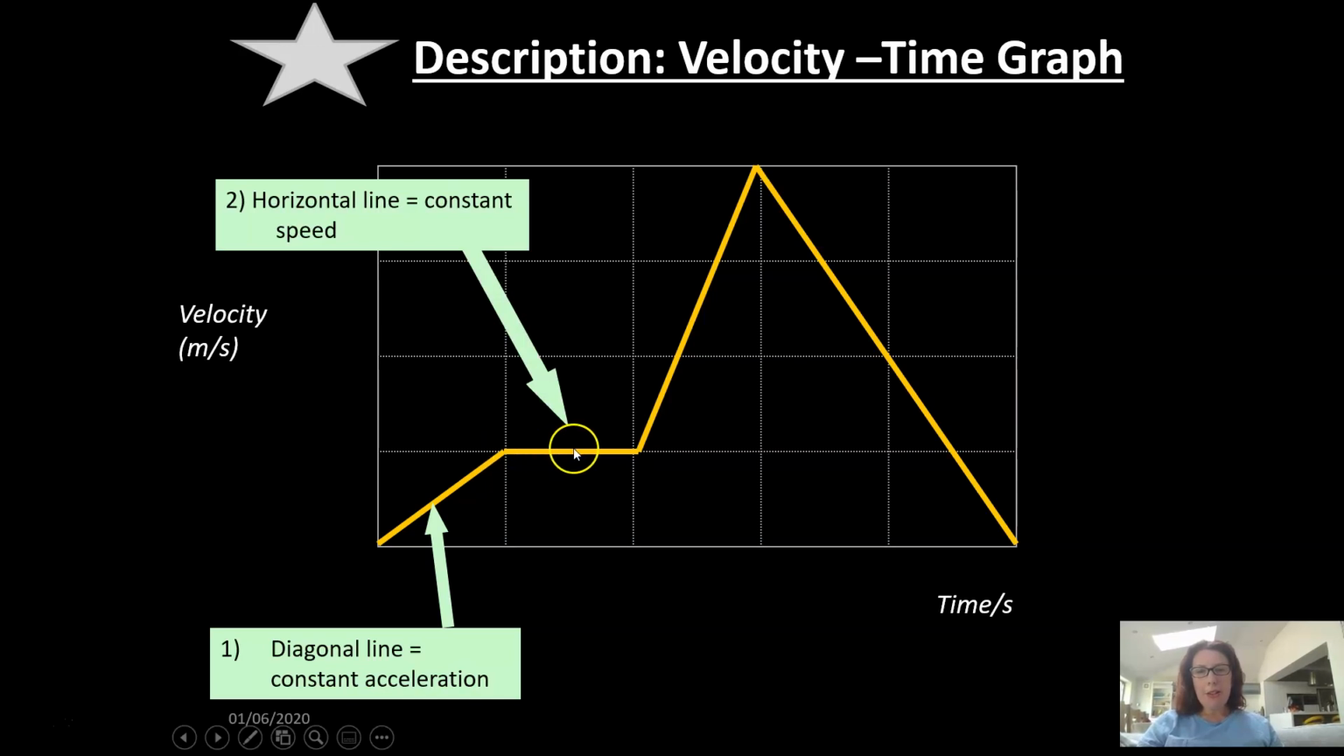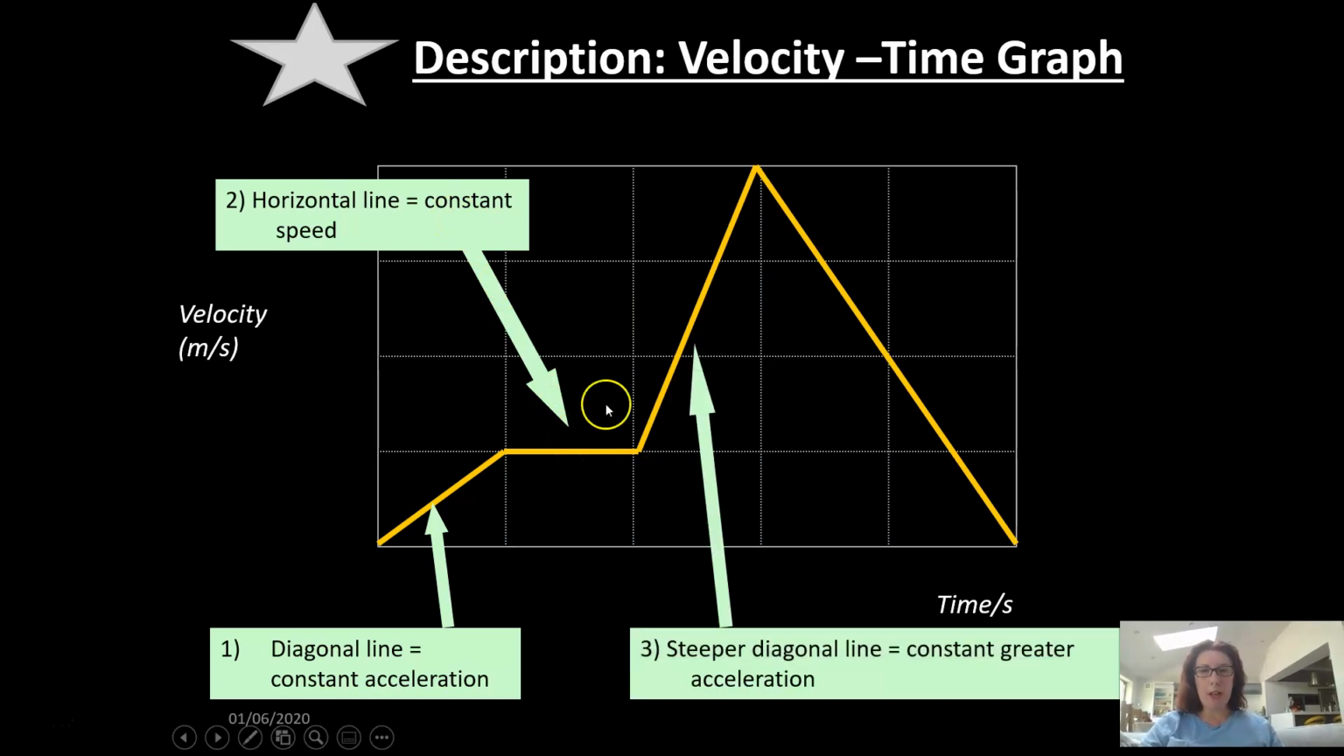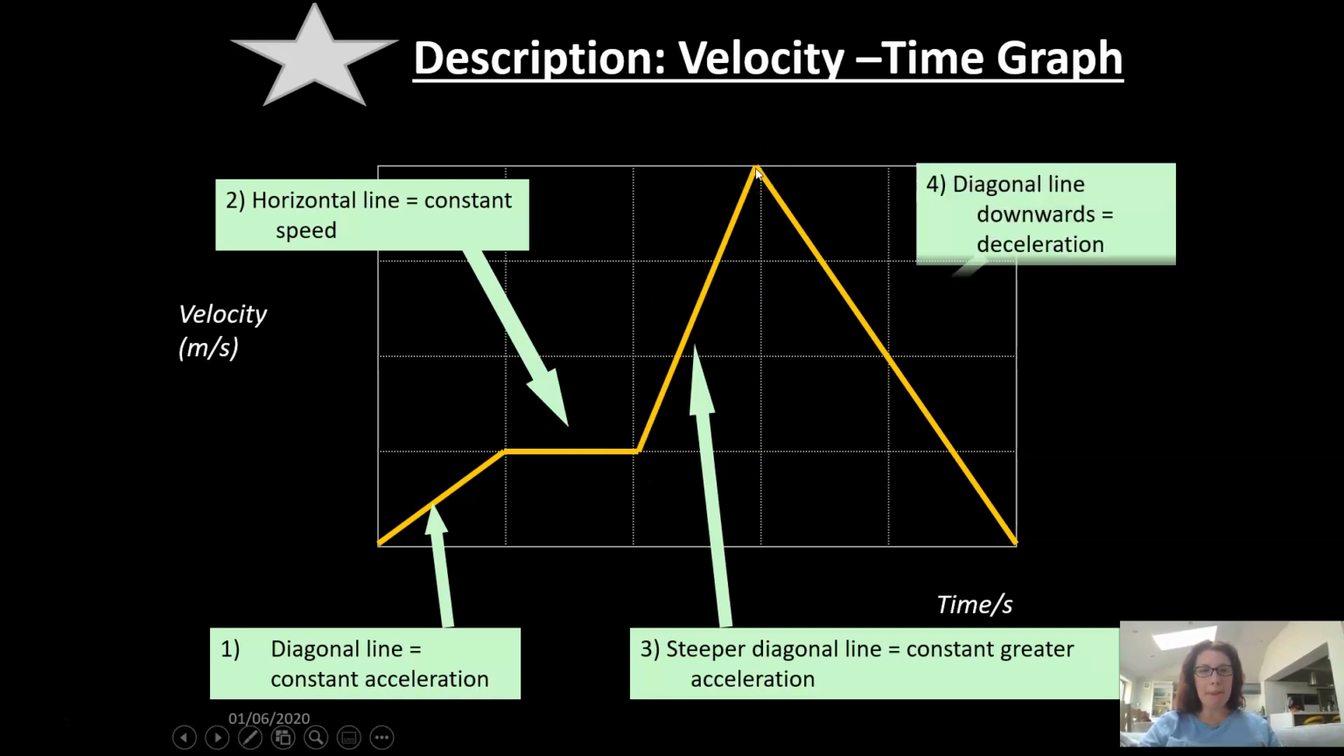When the line flattens off, it doesn't mean you've stopped. It just means your speed or your velocity is constant. So you're just staying at a constant speed, okay? This line is steeper, but it's increasing. So we are accelerating, but at a greater rate than this one. So this one is a greater acceleration, like putting your foot down more in a car. And then a diagonal line downwards would mean decelerating. And you can see we've gone from a high speed to no speed. So we've stopped here. You might want to pause the video there and take some notes.